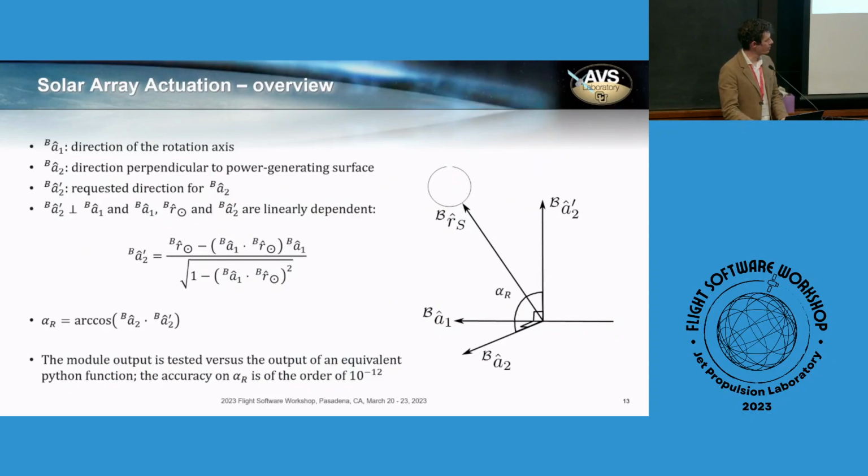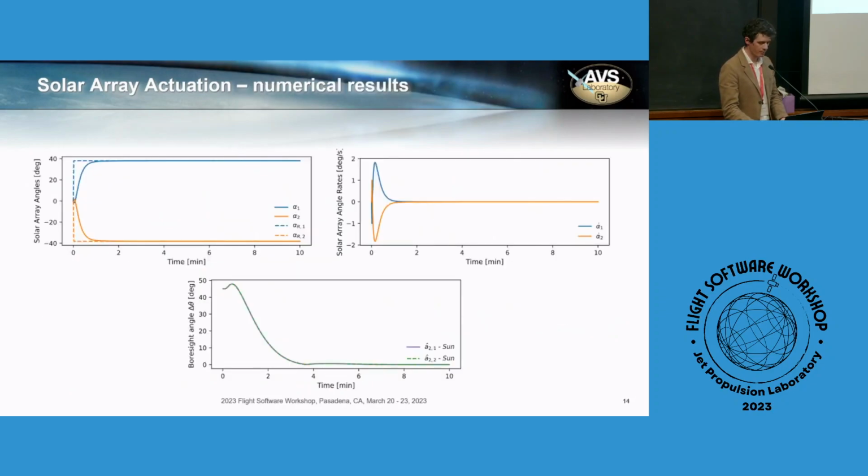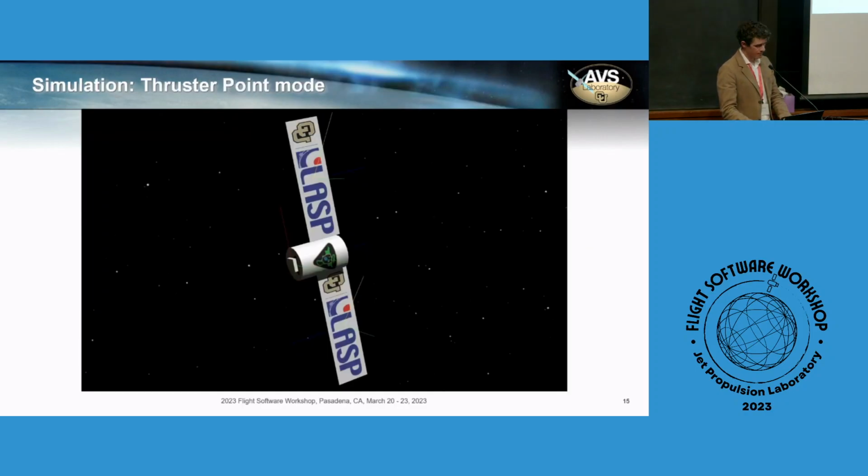So here we were able to achieve a pointing accuracy of 10 to the negative 12 right away. And here again, we can see reference angles for the two solar arrays that are being met. The torques drop to 0. And on the bottom plot, we have the angle between the sun direction and the power generating surface normal. That drops to 0, which means, again, we are generating as much power as we possibly can.